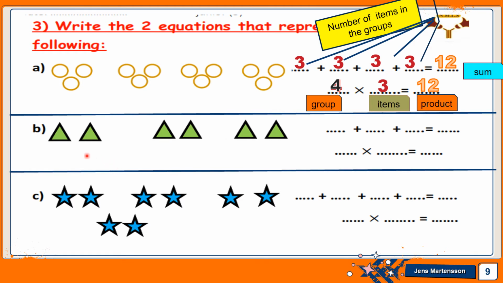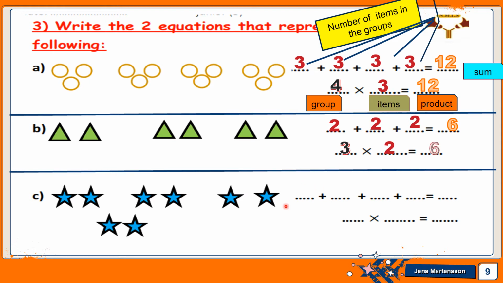Number B. Here we have in this group, yes, 2. And here, yes, 2. And here also 2. So now 2 plus 2 plus 2 equal what? Equal 6. Excellent. And we can represent it as a multiplication equation like what? Here we have how many groups? We have 3. And each group contains how many items? 2. Yes, so the product is what? Is 6.